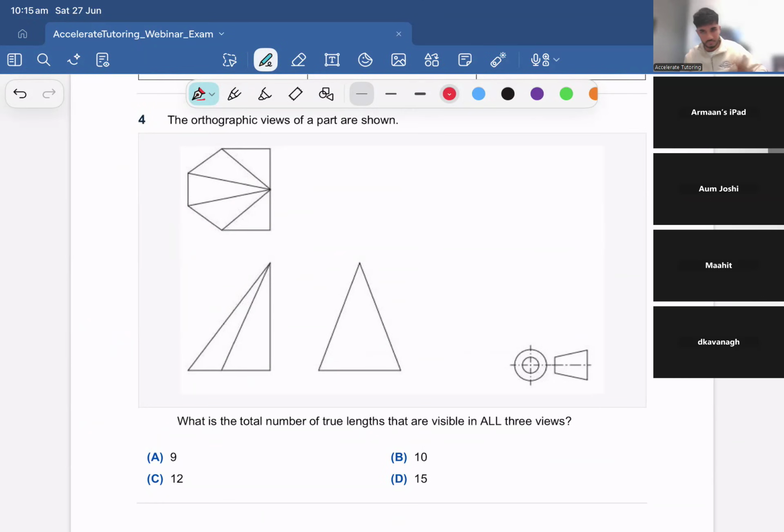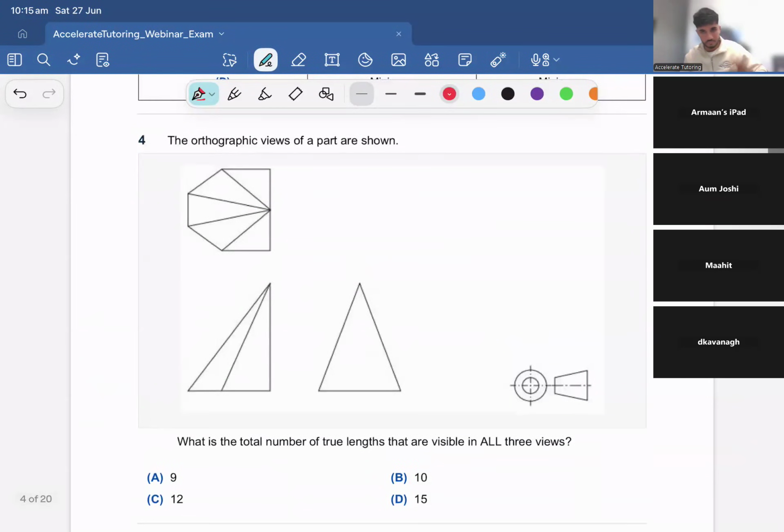Question 4. This is a very standard type of question that you guys will be asked. NESA, or even in your trials, you will get at least one question on true length. Most likely going to be a multiple choice. They don't really like wasting time as a short answer question itself. In this question, it's simply asking the orthographic views of a part are shown. What is the total number of true lengths that are visible in all 3 views?